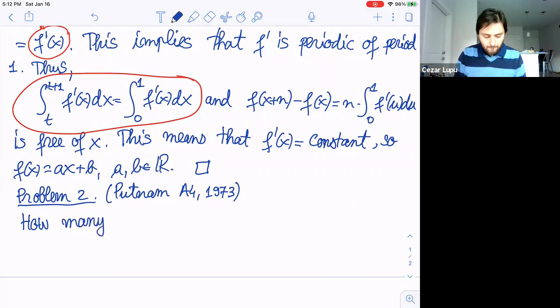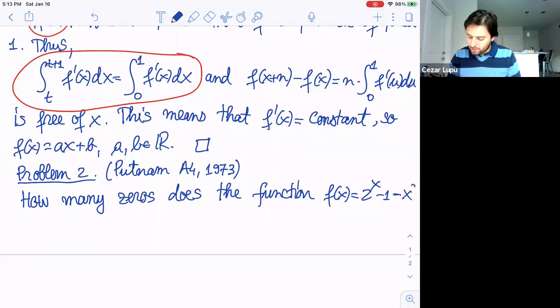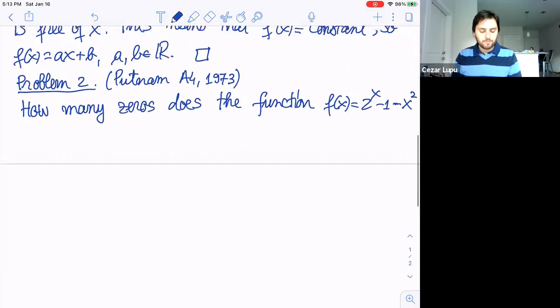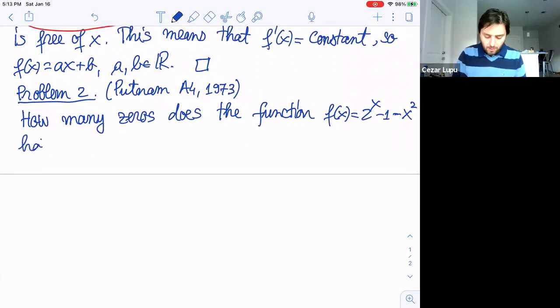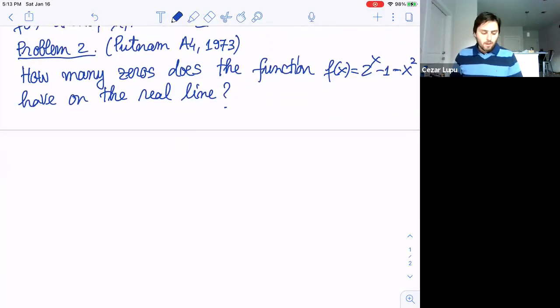How many zeros does the function f of x equals 2 to the x minus 1 minus x squared over 2 have on the real line? Pay attention now, because we have x squared over 2. Right? So this is the question. And we would like to see what happens to this function.